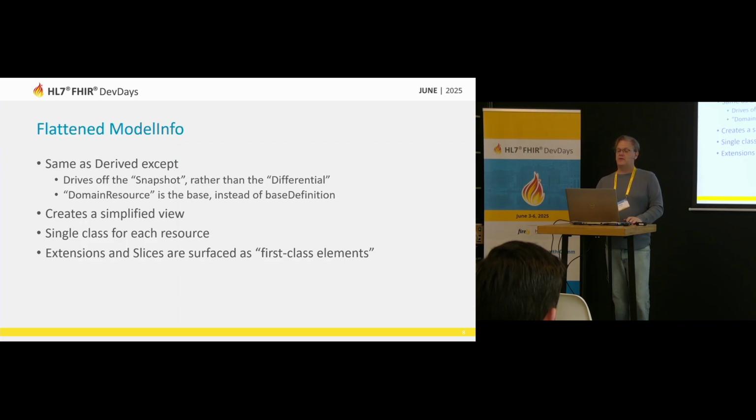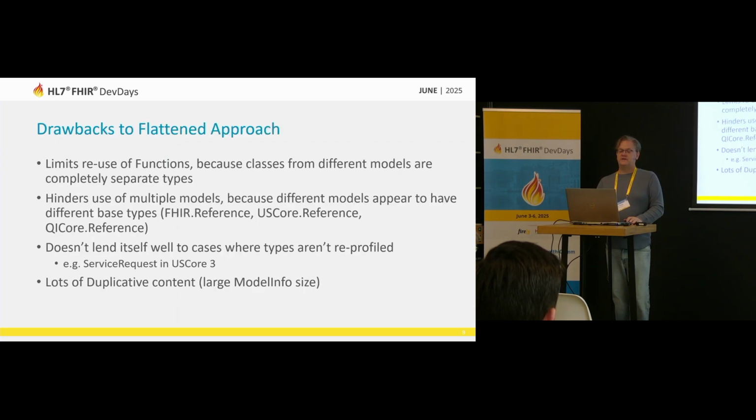But it has some drawbacks. One is that it limits reuse of functions. So with that flattening approach, different models have different classes. They're completely separate types. Like patient in US Core is a different type than patient in QI Core. So then we can't write functions that work across those. If I'm only looking at one model, then it's fine, and it works really well. But as soon as I try to bring other implementation guides in, then I'm faced with some challenges.